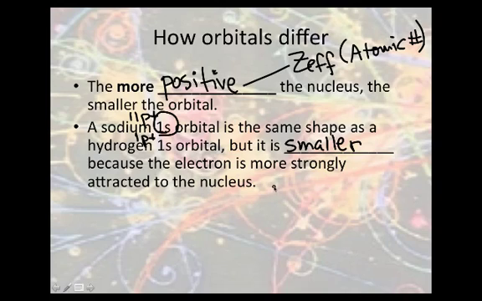When we're looking at the atom as a whole, the atomic radius for sodium is bigger than that for hydrogen because we've got to fit more particles in. So we're just talking about comparing the size of the 1s orbital. It's going to be smaller for sodium because the effective nuclear charge of sodium is higher than that of hydrogen.